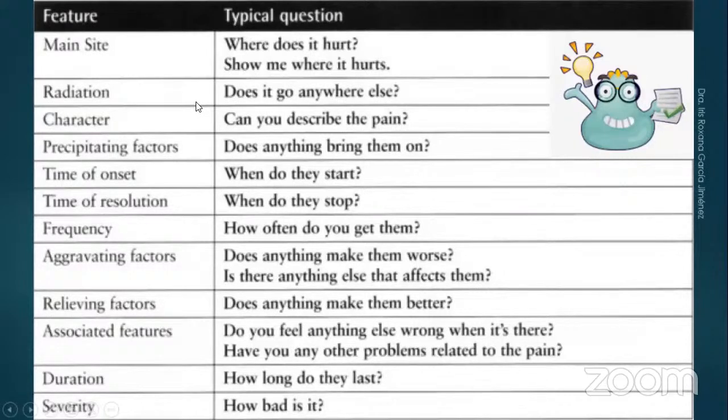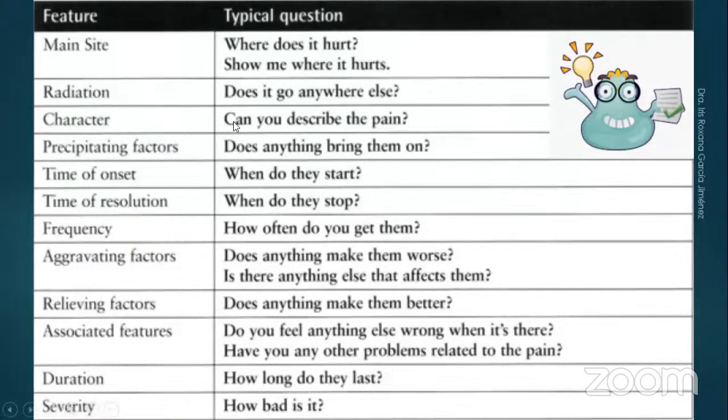Going to pain in this example, for example: in the main site, where does it hurt? Or in order, show me where it hurts. About radiation, does it go anywhere else? So you can see about the character, can you describe the pain?